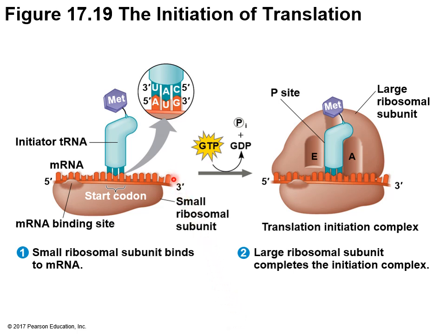So after that, the large subunit is going to be brought in and attached to the small subunit, and we can see how the initiator tRNA is bound to the P site of the large subunit. This process requires energy in the form of GTP. And now we have our whole initiation complex here complete.